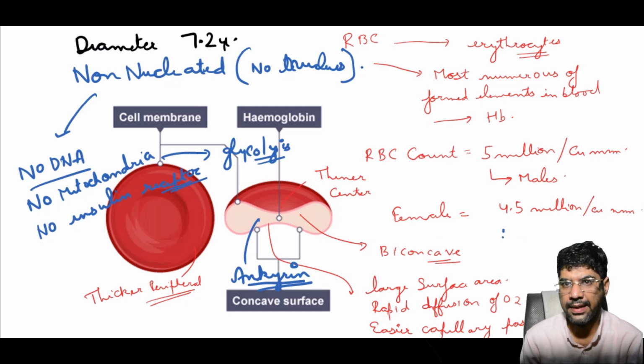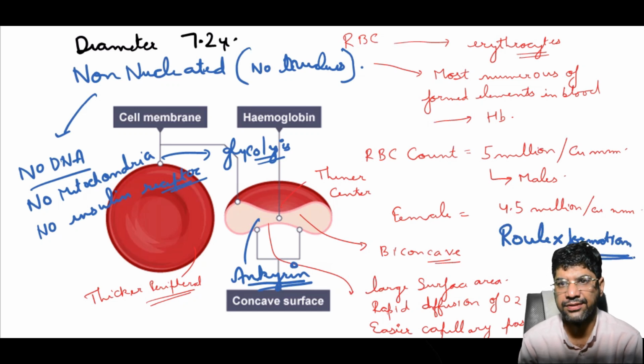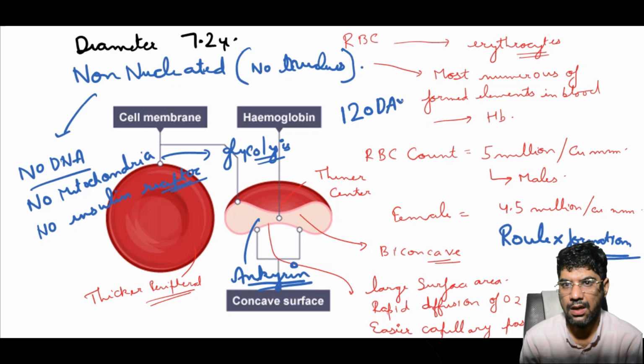Now what are the properties of red blood cells? When blood is outside the body, RBC tend to form stacks, similar to a pile of coins. So this is known as Rouleaux formation. This formation is enhanced by plasma proteins like globulin and fibrinogen. Now the average lifespan of RBC, remember, is 120 days.